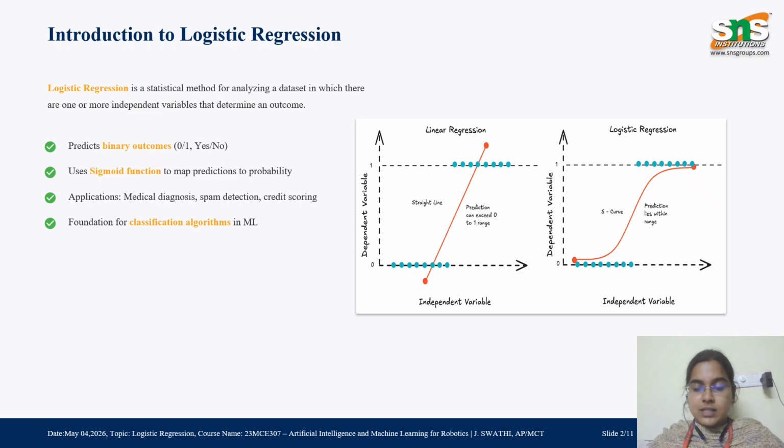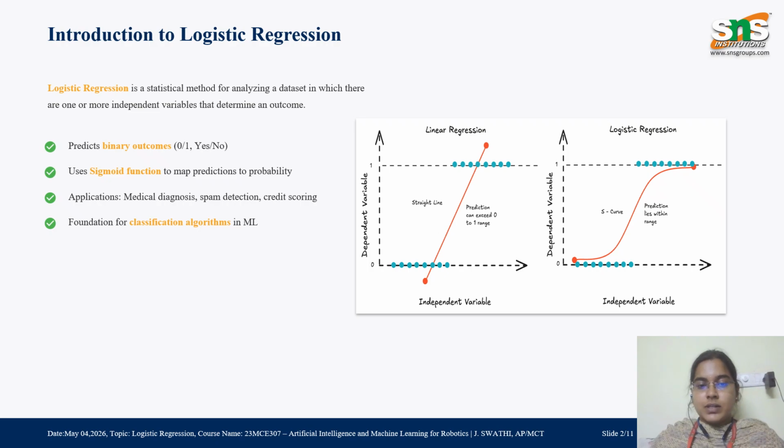So it is a statistical method for analyzing a data set in which there are one or more independent variables that determine an outcome. It predicts a binary outcome, uses the sigmoid function to map the predictions to a probability, and is used for medical diagnosis, spam detection, credit scoring, etc. And it is a classification algorithm technique.